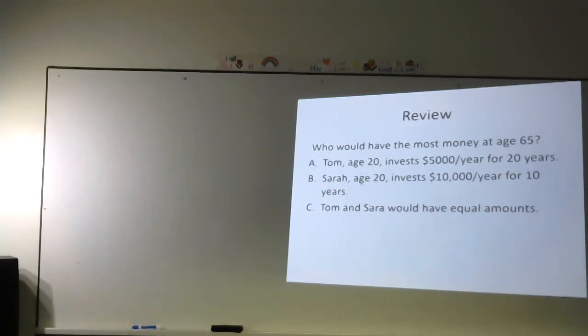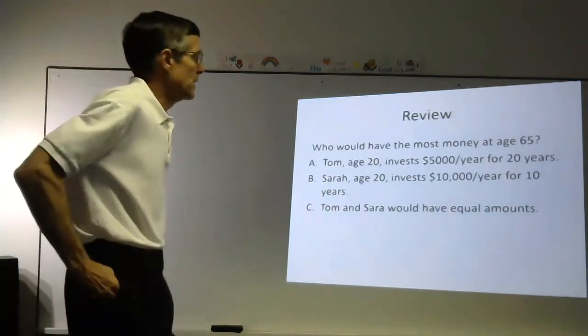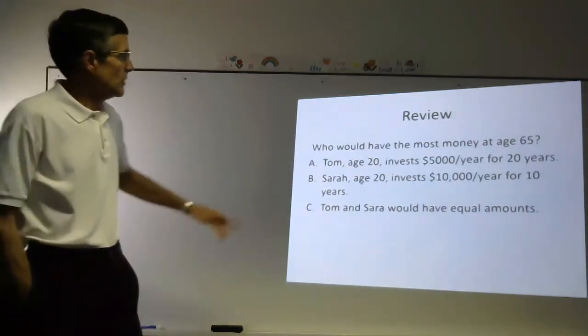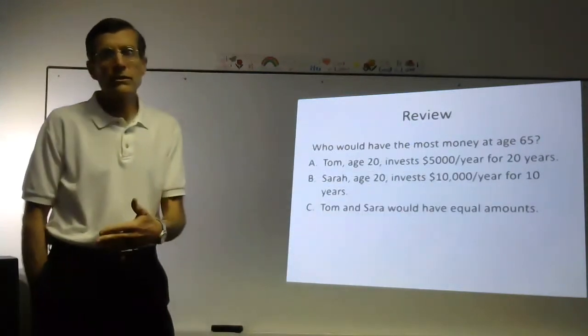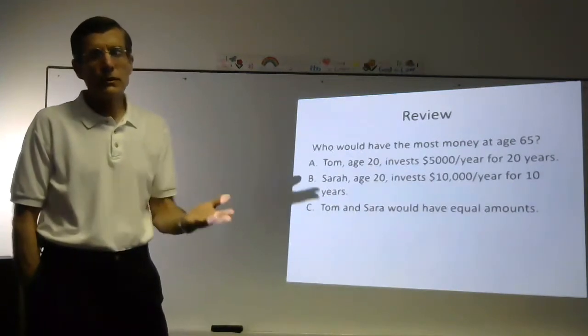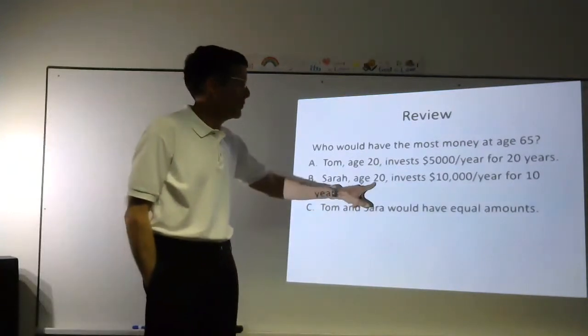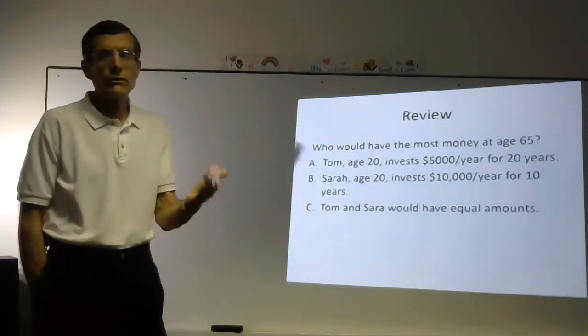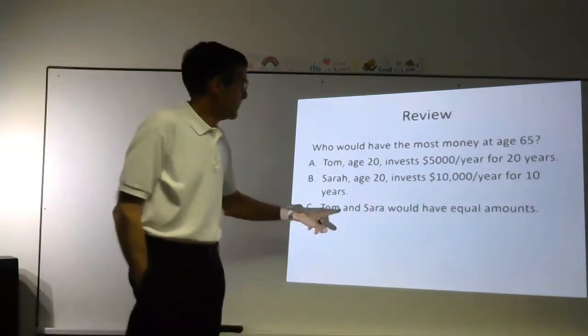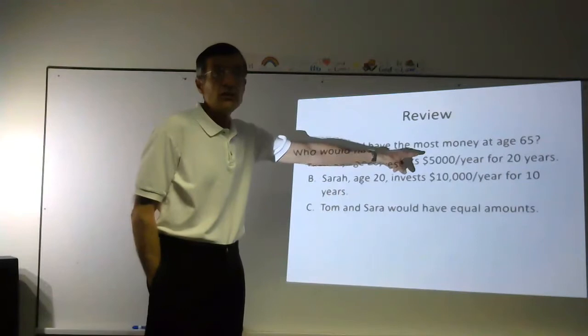But I thought to really set it up properly, we should talk a little bit about what we did in the last section, the last couple of sections, because there was some confusion with some of this. For instance, who would have the most money at age 65? You can see Tom at age 20 is putting $5,000 in a year for 20 years. $5,000 a year for 20 years is $100,000. Sarah, age 20, is putting $10,000 in a year for 10 years. $100,000. They're both putting $100,000 in. Who would have the most money at age 65?